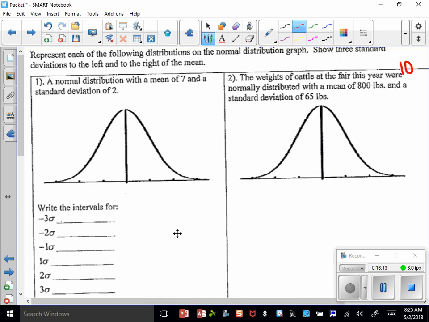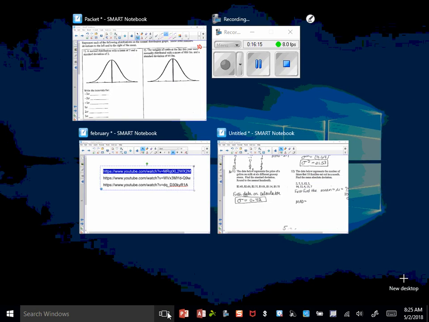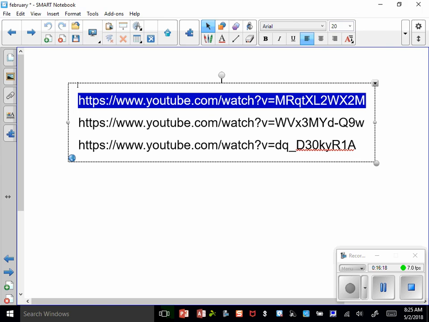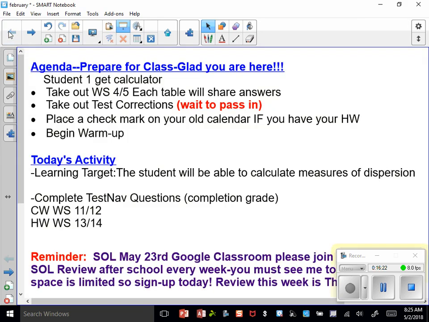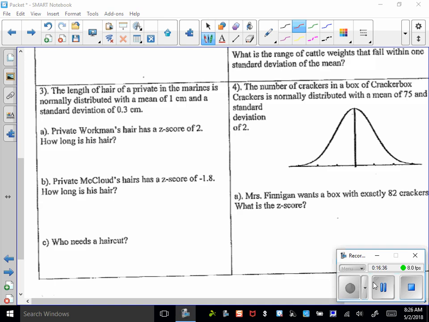This is page 10, and I believe I have you guys, let me check my agenda. All right, so you're going to be doing pages 11 and 12 for your classwork. Okay, I'm going to do a couple problems on 10, and then your homework will be pages 13 and 14. All right, so I'm not going to do all of page 10. We're just going to concentrate on a couple of these. Okay, let's look at question number 3 and 4.